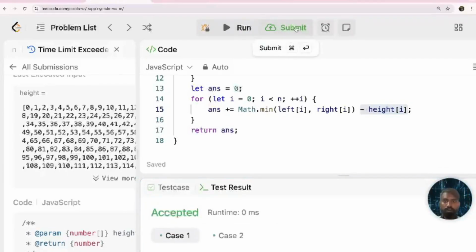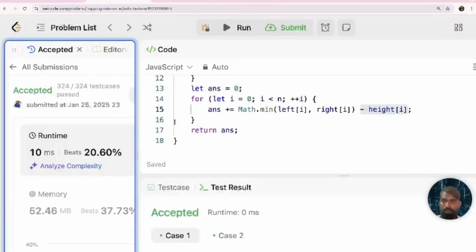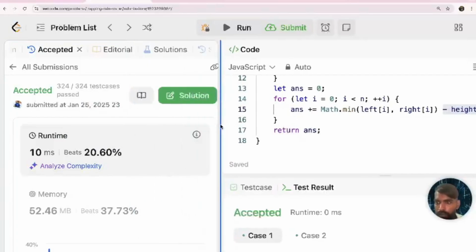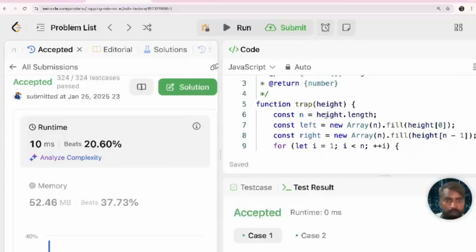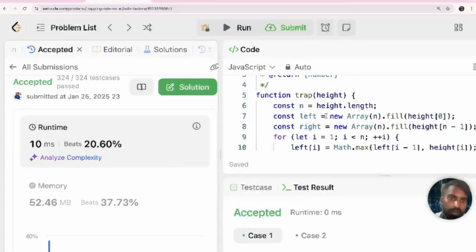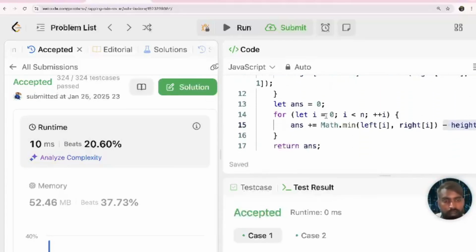Okay, let's submit. Yeah, accepted. So this is a problem we solved with two approaches. One is the optimized way, and the other is the brute force way, in which we get high complexity, due to which the problem did not get accepted. Now it's working fine.